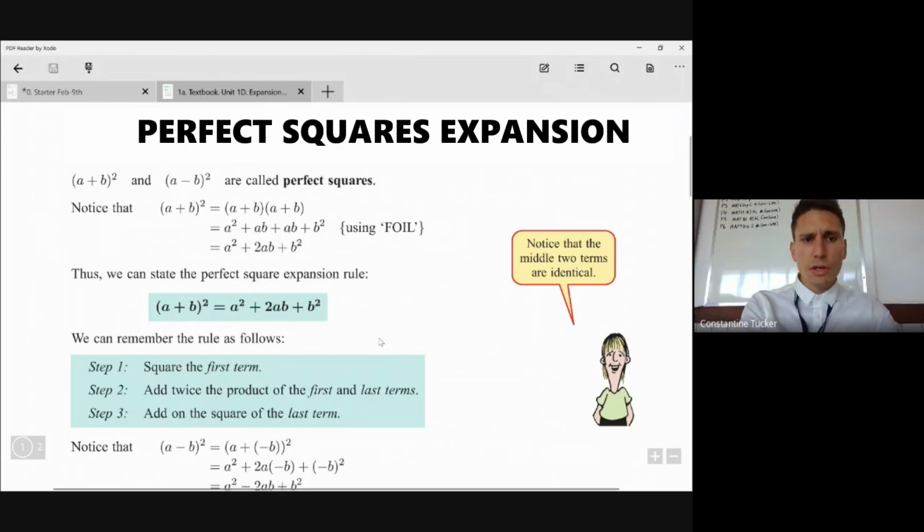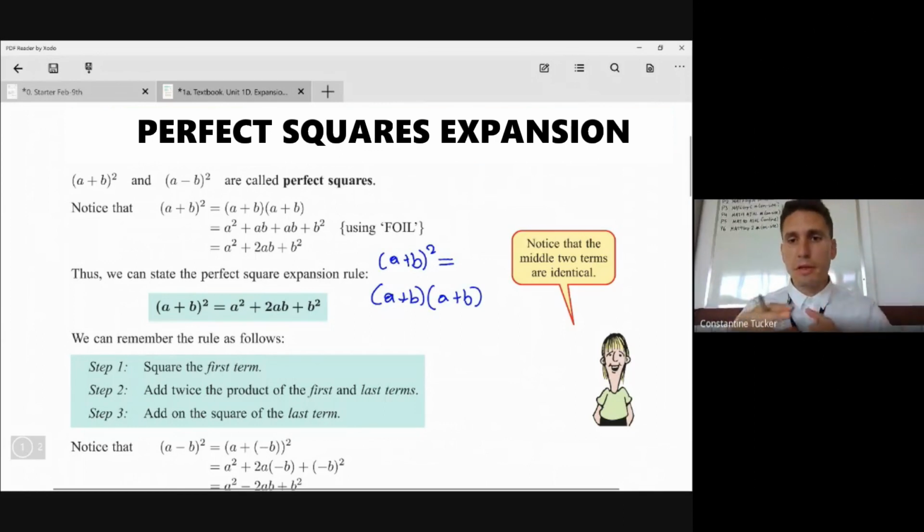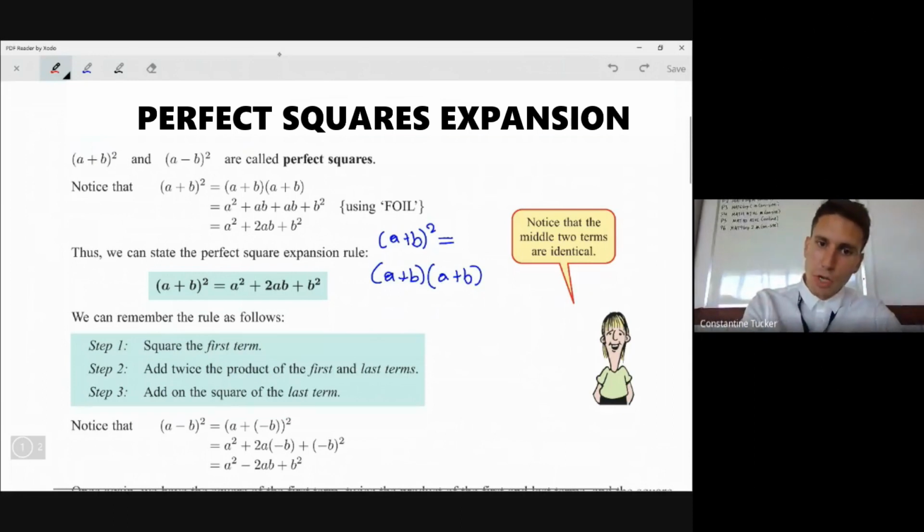So using the FOIL method, as we call it, the one where you expand double brackets, I'll show you very quickly now the proof, basically. The textbook has done it as well, but I find it's easier when you see it step by step. So (a + b) all squared means (a + b) times (a + b). Now this is the method to expand double brackets. So let me use some red arrows here. We want to multiply a by a and then a by b, and then we want to multiply b by a and b by b.